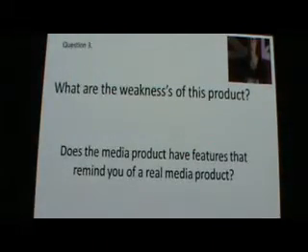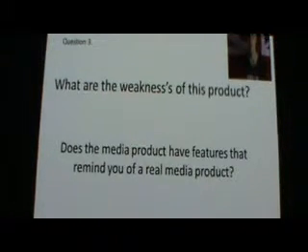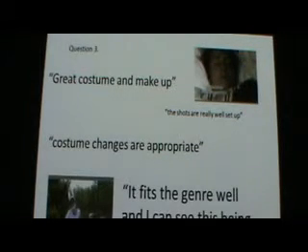The first form of audience feedback that I've got is peer feedback. This involved the rest of my class answering 3 different questions on each of my tasks. The questions were: does your media product have features that remind you of a real media product? What are the strengths of this product, and what are the weaknesses of this media product? These 3 questions were asked for each of my products. I have received constructive criticism and also learned what the strengths of my media products are.